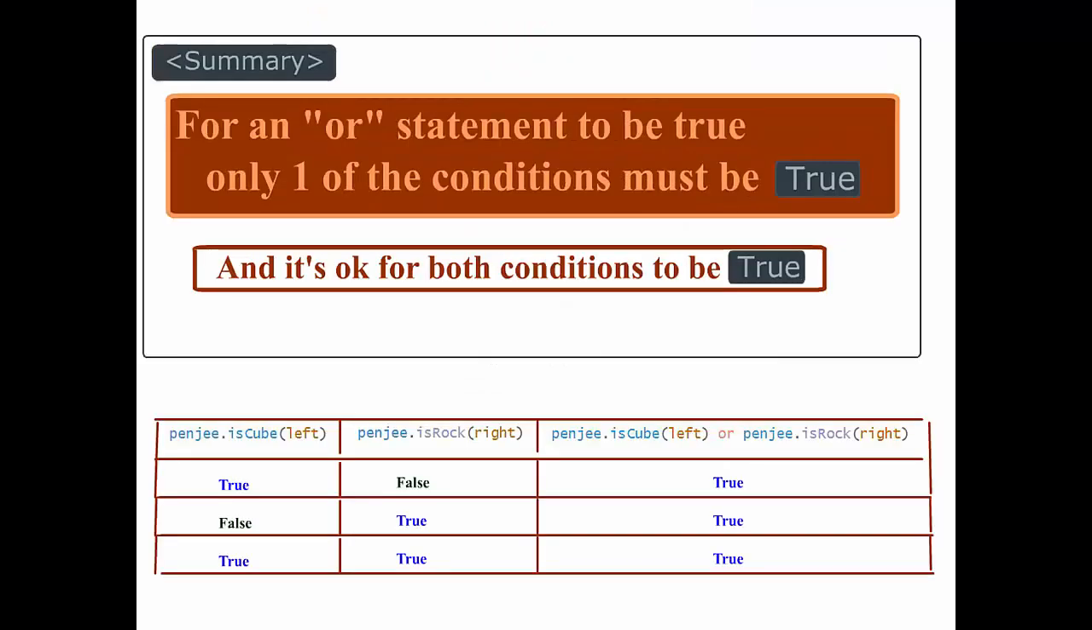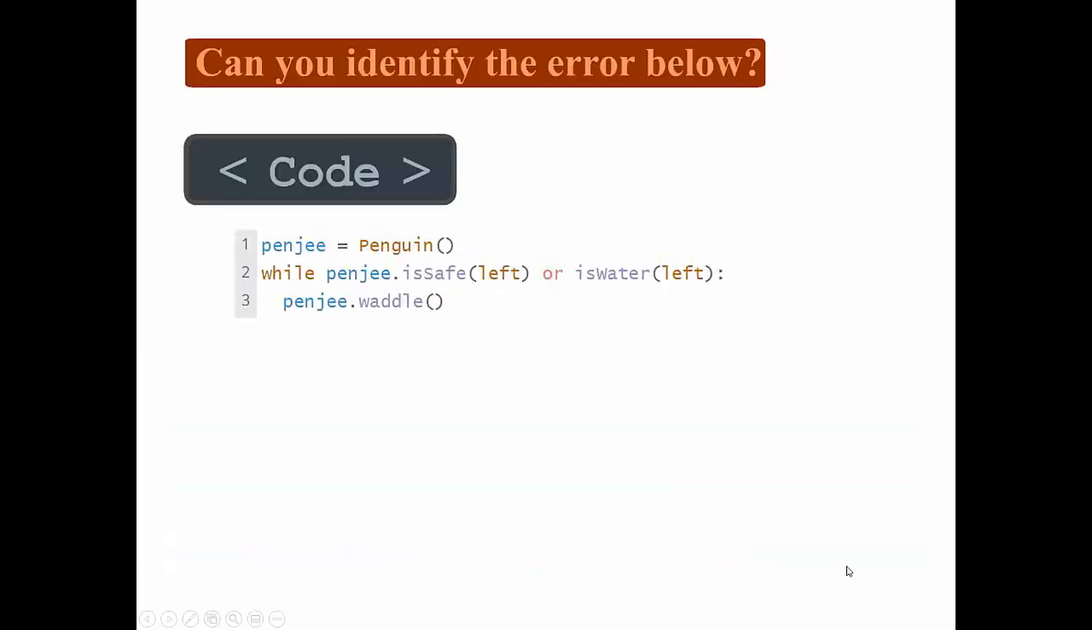So here's our final loop statement. For an or statement to be true, at least one of the conditions must be true. It's okay if both are true, right? So it could be a true false, a false true, or true true, and the entire thing will be true, right? So now let's move on and just look at a common syntax error.